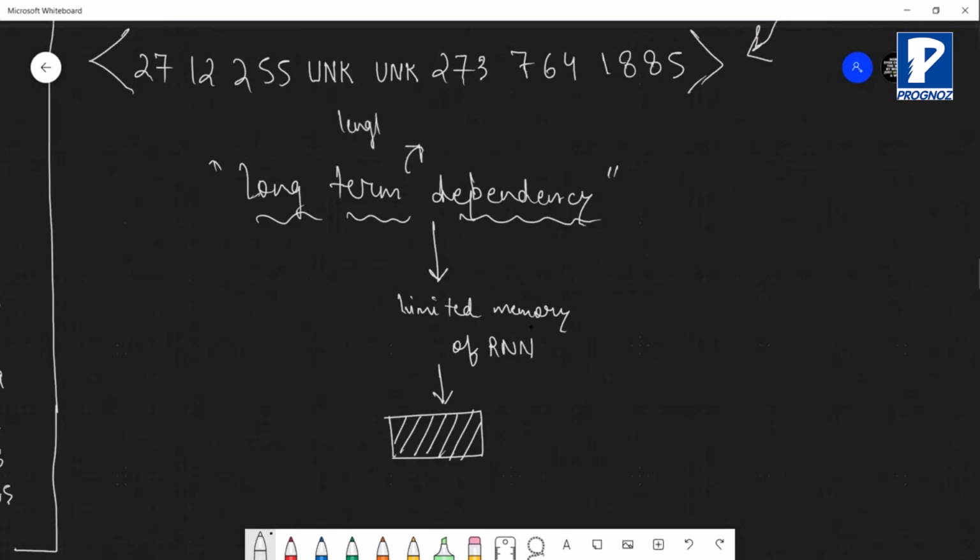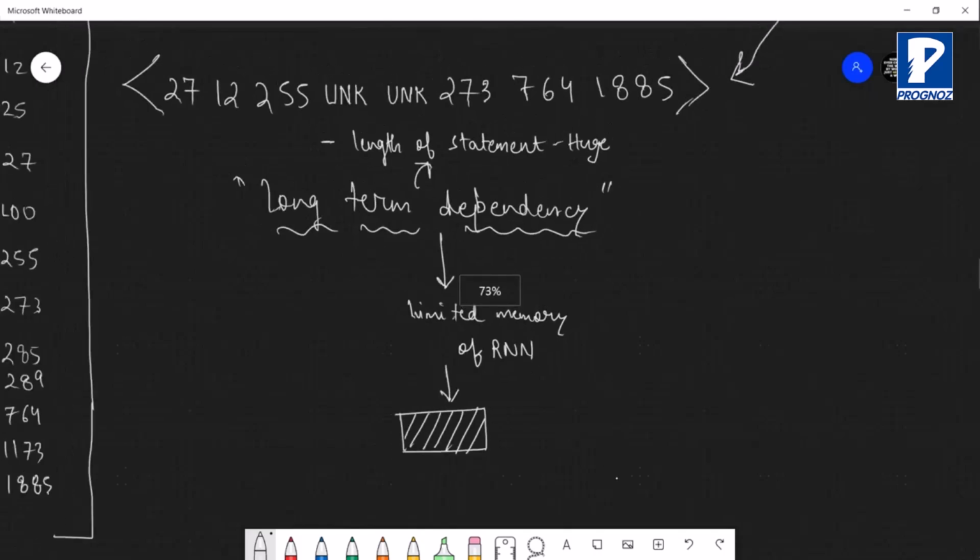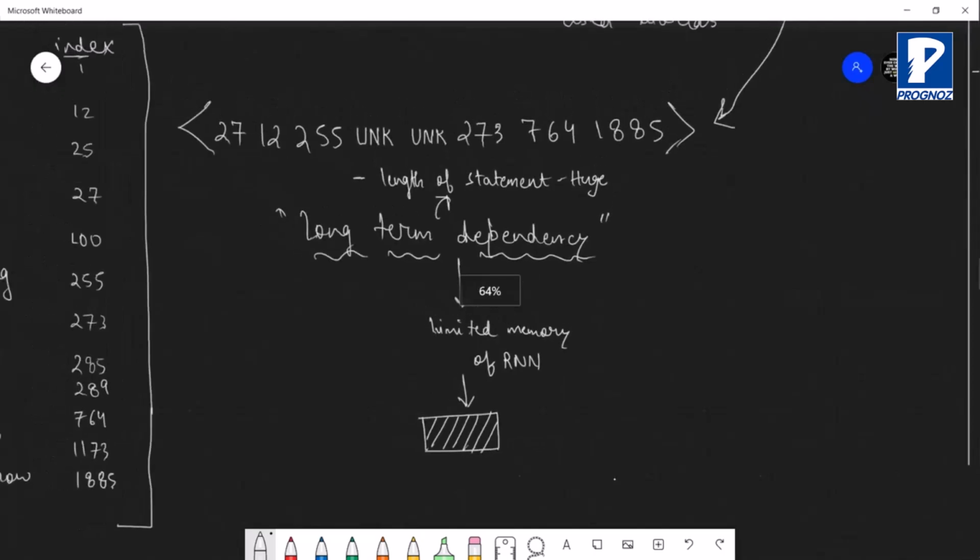So length of statements will be huge. Okay. Length of statement अगर huge होता है तो क्या होता है? Long term dependency आता है because you are having a limited memory space of RNN, ठीक है, and because the space is limited, you cannot keep on adding information just like that. Fine. तो ये तो इसका drawback है long term dependency.